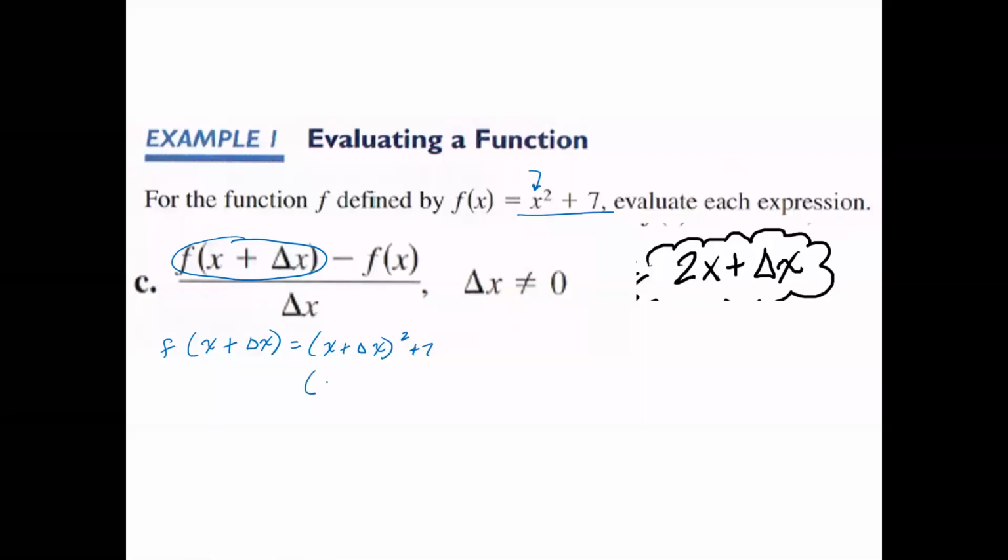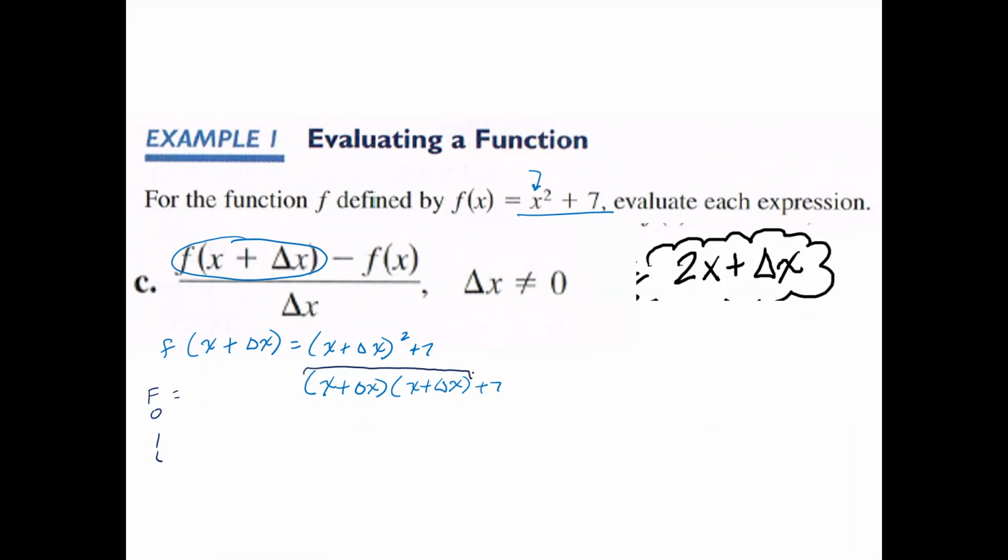Let's go ahead and do this then. You have x plus delta x times x plus delta x, plus 7. You would have to FOIL this. So your FOIL, F-O-I-L, is going to be of these two parentheses. First is x times x, which is x squared. Outer is x times delta x, so that's x delta x. Inner is delta x times x, so that's also x delta x. And your last is delta x times delta x, so that's delta x squared. Make sure you combine like terms, so that gives you 2x delta x.